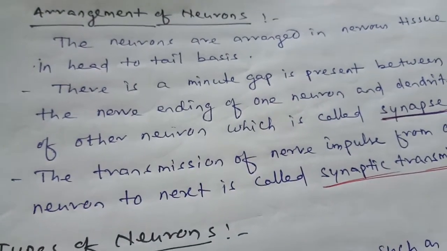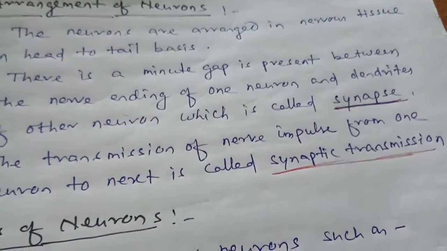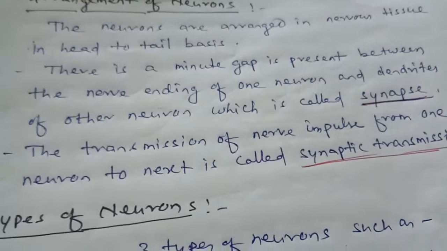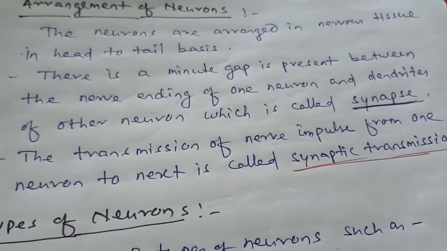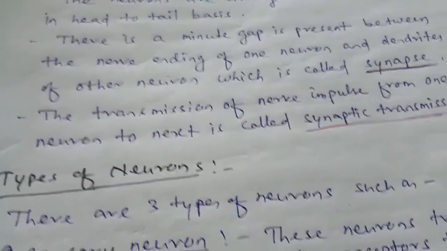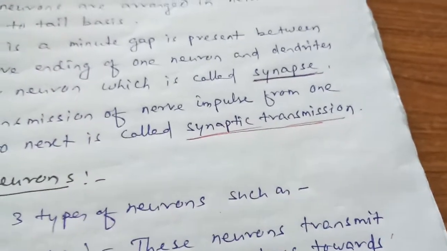There is a minute gap between the nerve ending of one neuron and the dendrites of another neuron, which is called the synapse. The minute gap between the two neurons is known as the synapse. The transmission of nerve impulse from one neuron to the next is called synaptic transmission.